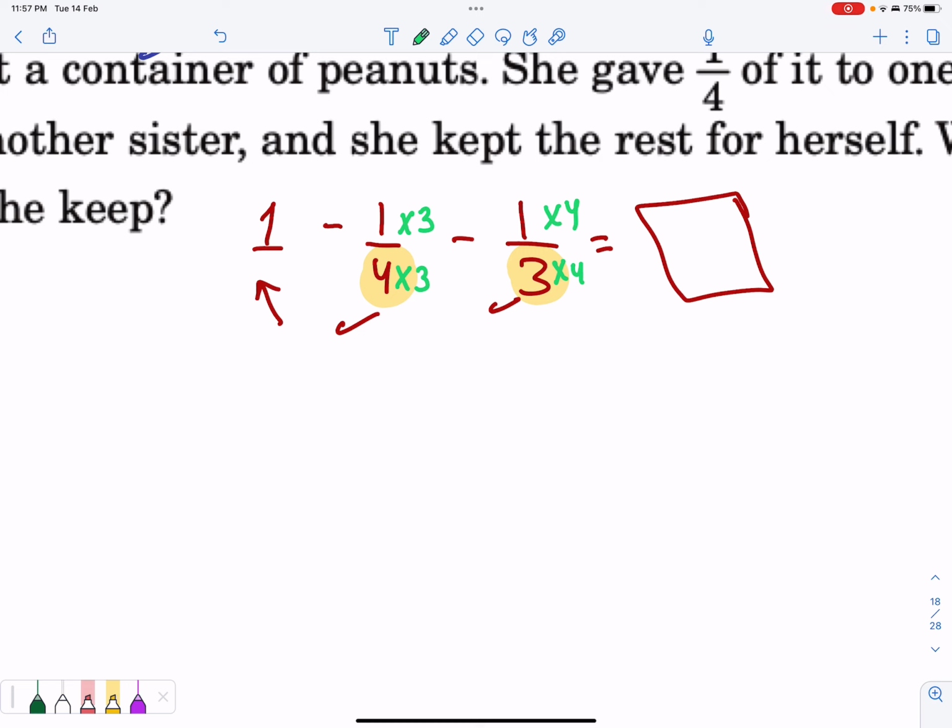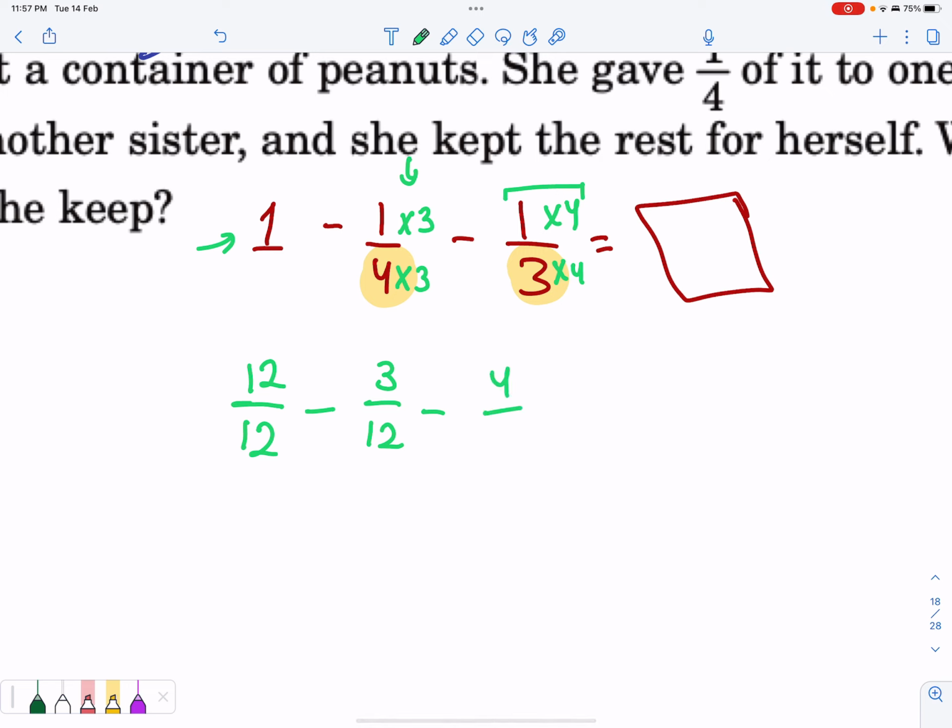Okay? So what about the 1? Of course, since it is a whole number, you can make it a 12 by writing it as 12/12. So you will minus that fraction, 1 times 3, 3/12, minus here also 1 times 4, so 4/12.